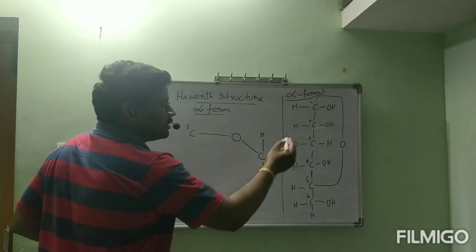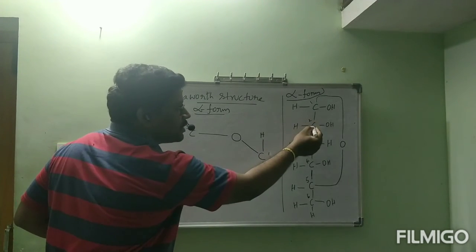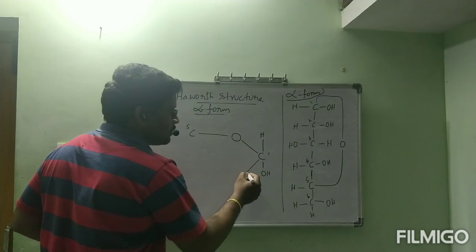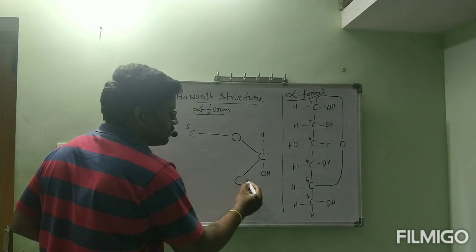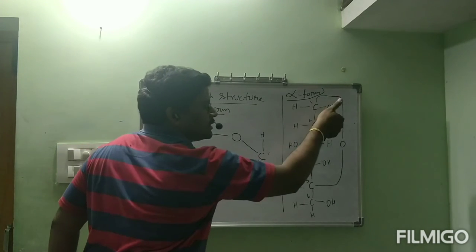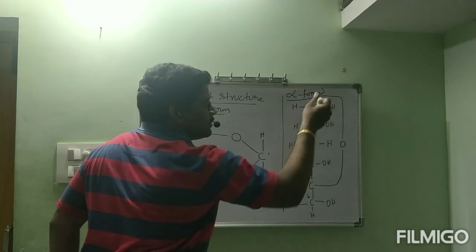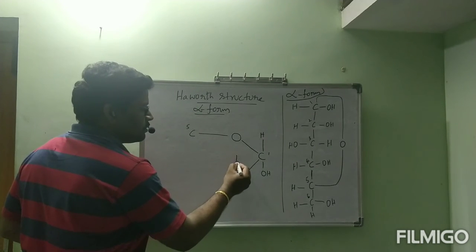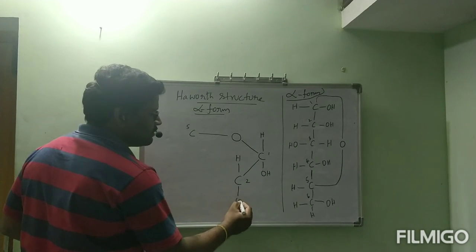Okay, next. This first carbon is bonded to which carbon? Second carbon. Same. Rotate this second carbon like this. H will be coming above. OH will be coming below.